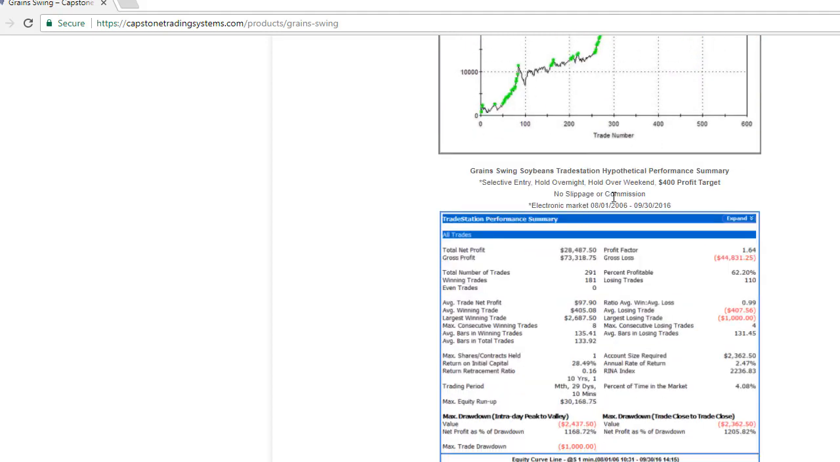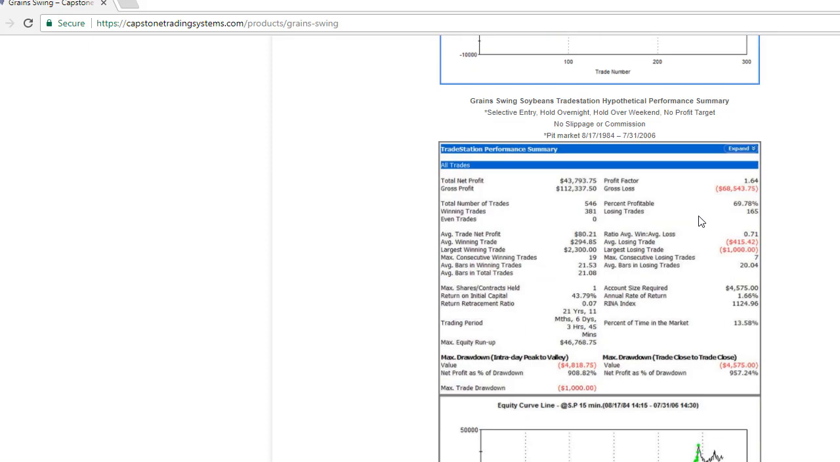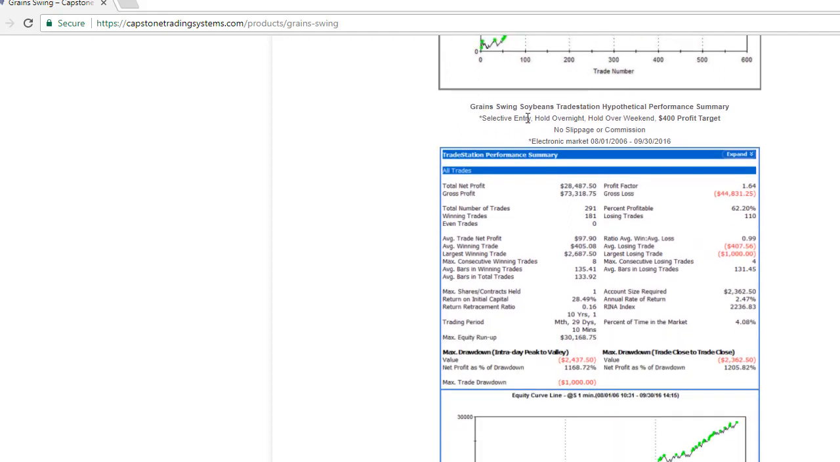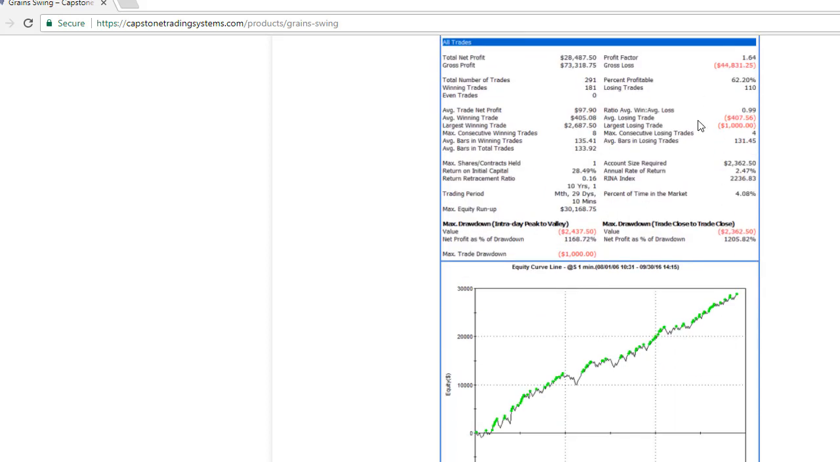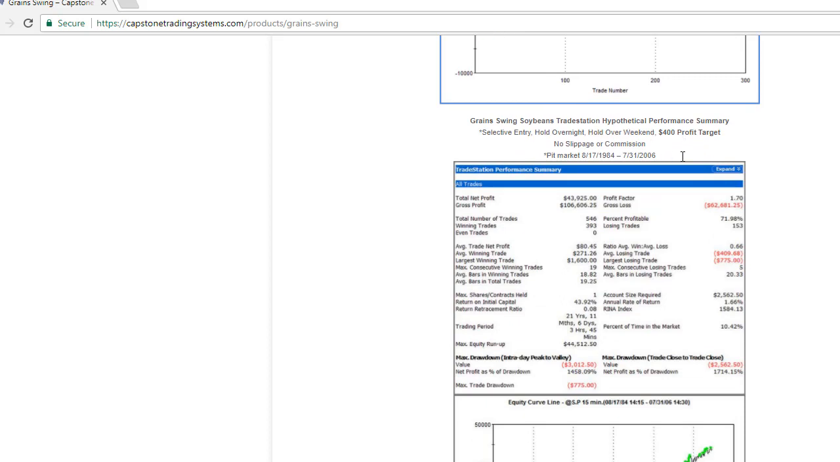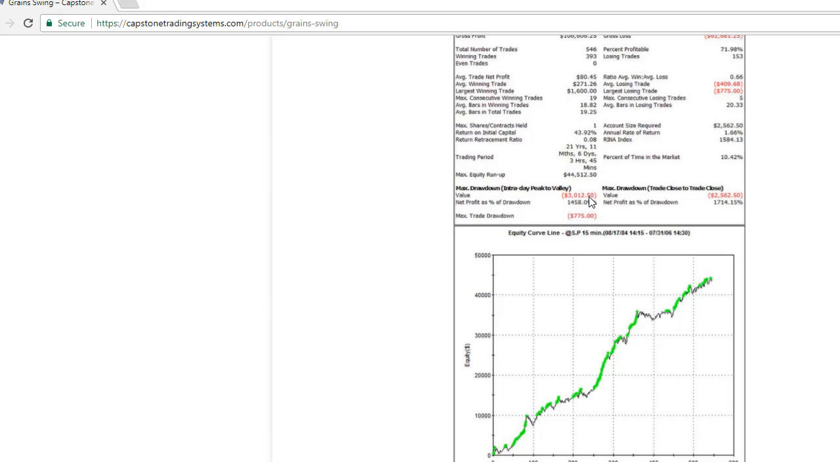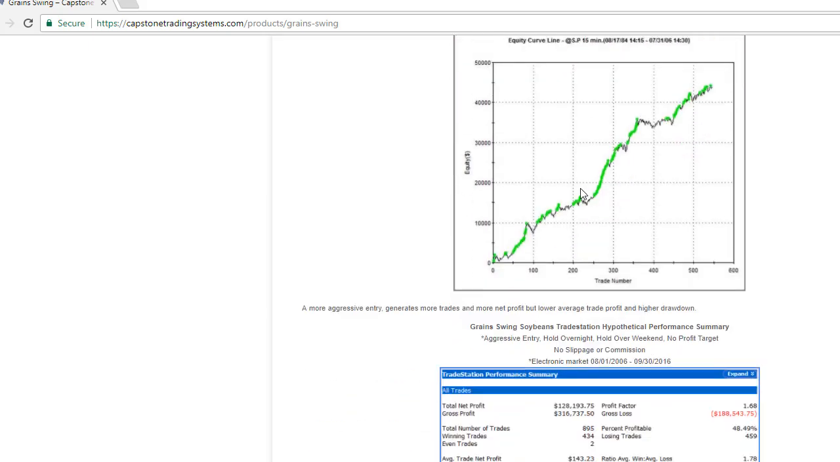And you also have the different exits. This one is hold overnight, hold over the weekend, no profit target. This one is the hold overnight, hold over the weekend with a $400 profit target. So if you want to have profit targets, you get smaller average trade profits, straighter line equity curves typically when you have tight profit targets. And this is the pit session, hold overnight, hold over weekend, $400 profit target. And you get less drawdown on the pit session going back to 1984. The drawdown is smaller, 4,800 versus 3,012.